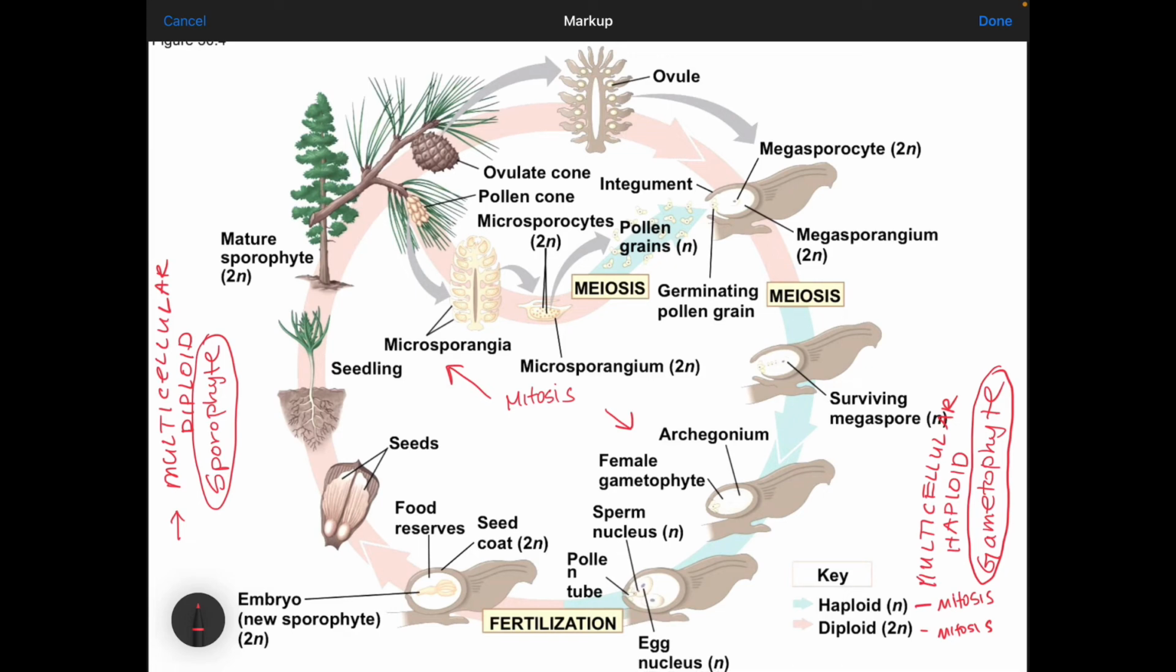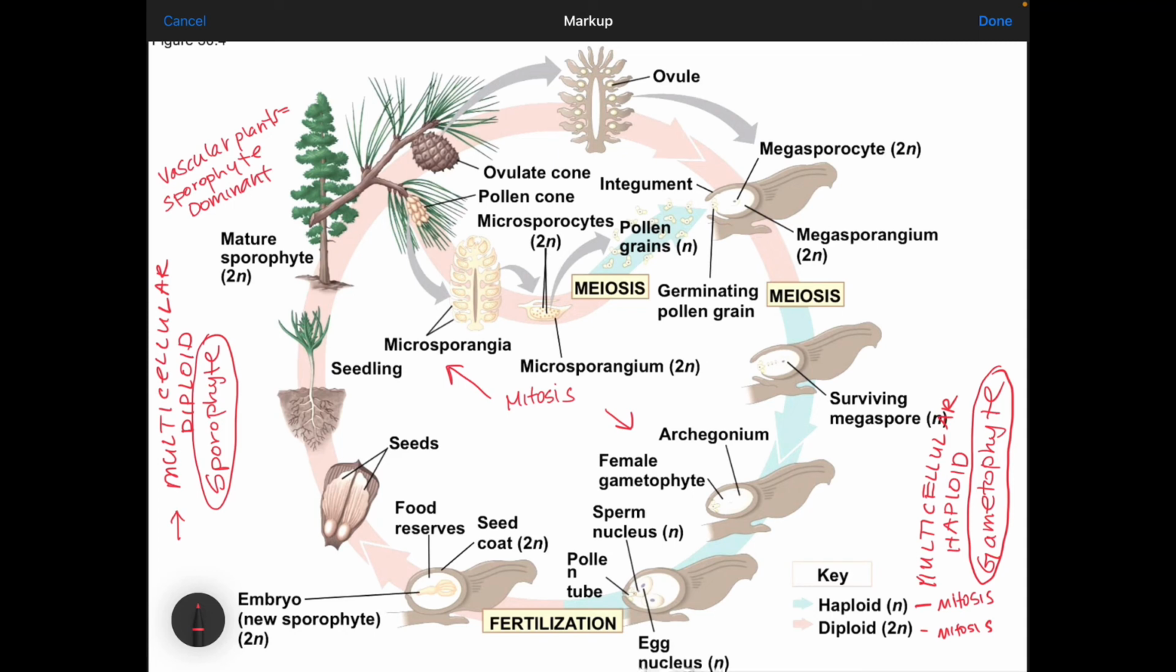Now, if you are a vascular plant, so you're a fern, you're a gymnosperm, you're an angiosperm, you're a horsetail, then your dominant stage will be the sporophyte. So this is for vascular plants. Those are sporophyte dominant. So in this case, we're looking at a pine tree. This would have a dominant sporophyte.